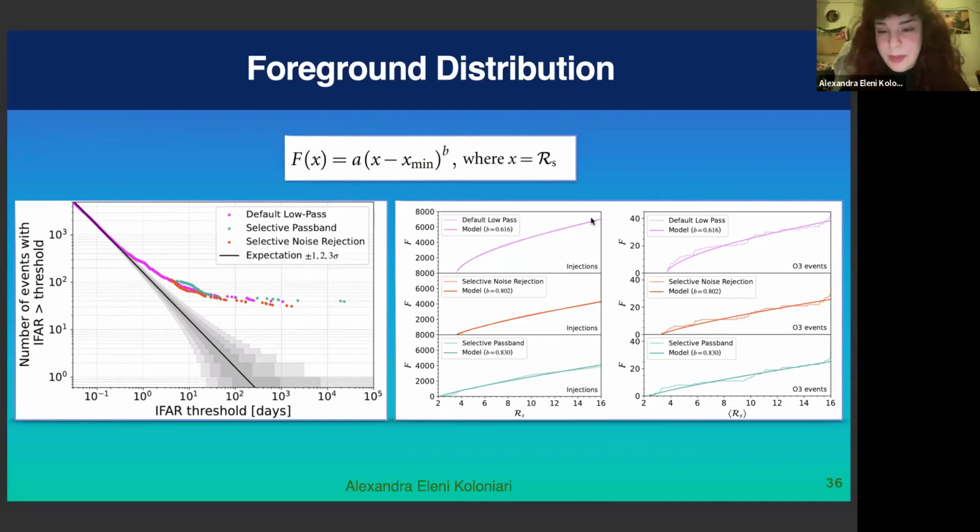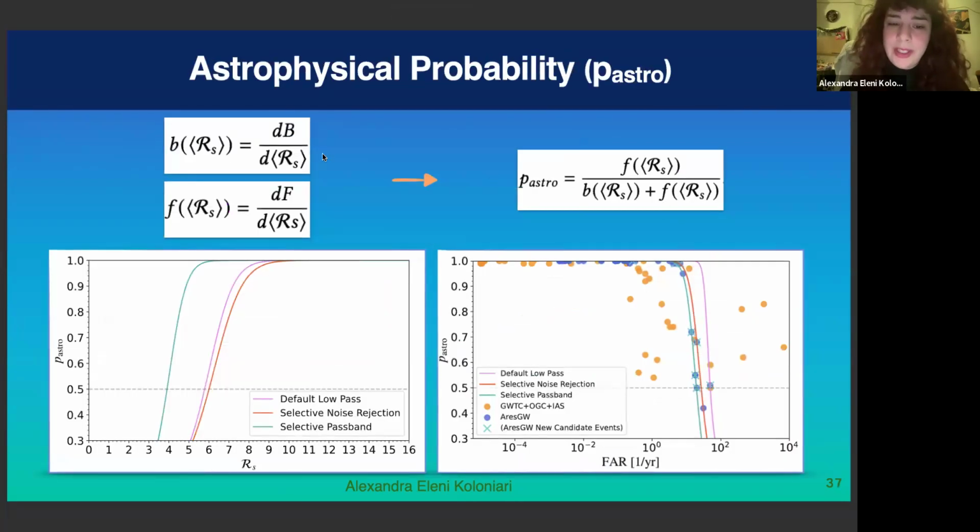And then we use this specific fit also in O3 events, and we see that actually it is a pretty good fit for O3 events as well. So by using the derivatives of those formulas that we discussed before, we can find the astrophysical probability by using this specific formula. And basically, this is what it looks like for each of the three classes, and the dashed line corresponds to the threshold 0.5.